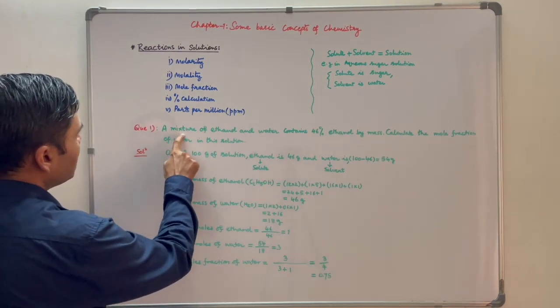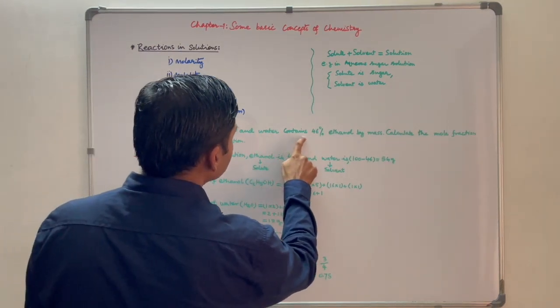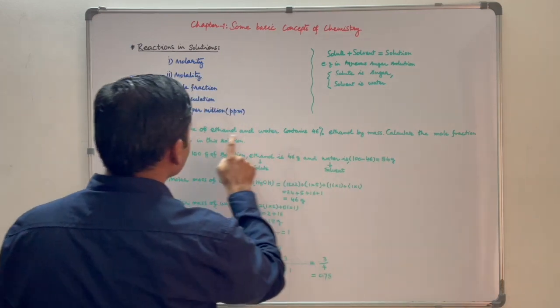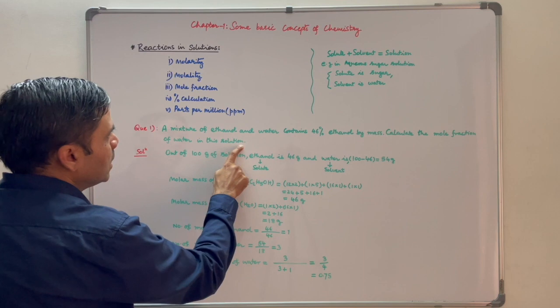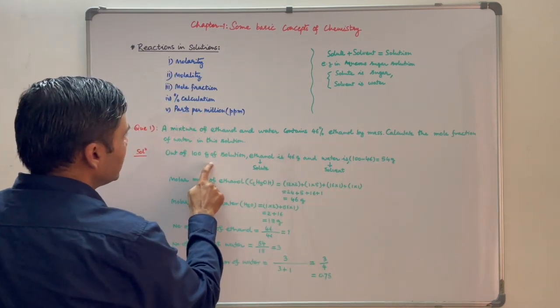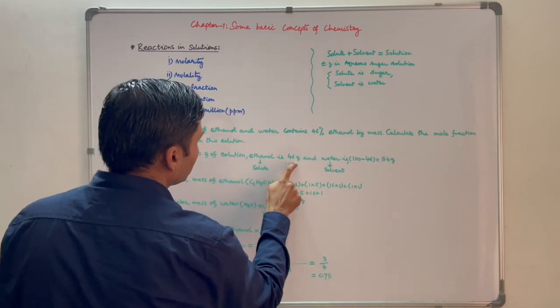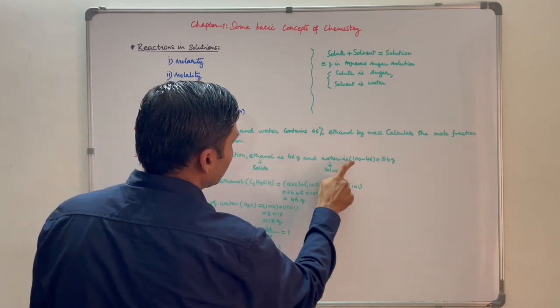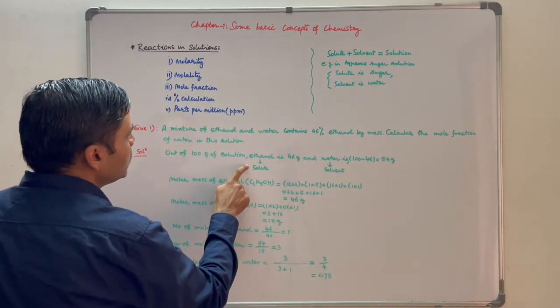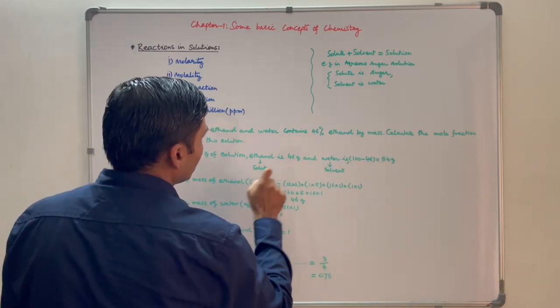First question, a mixture of ethanol and water contains 46% ethanol by mass. Calculate the mole fraction of water in this solution. 46% ethanol by mass means out of 100 gram of solution, ethanol is 46 gram and water is 100 minus 46, that is 54 gram. Here solute is ethanol and solvent is water.